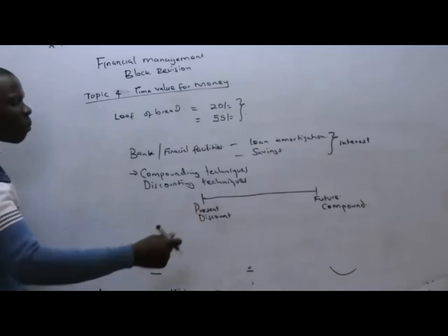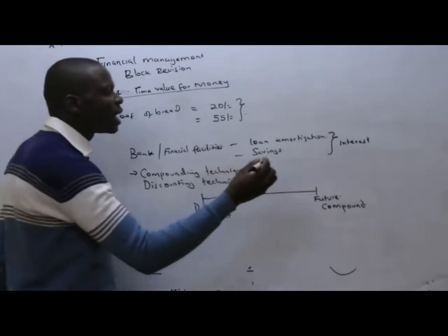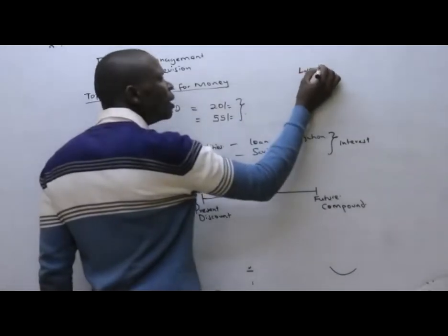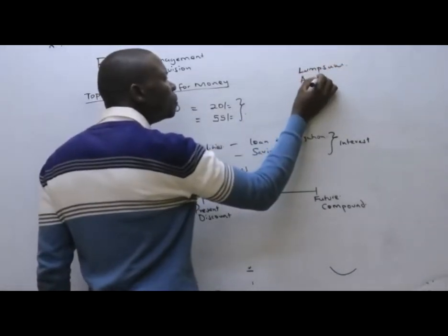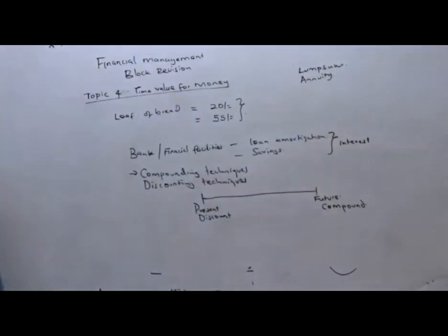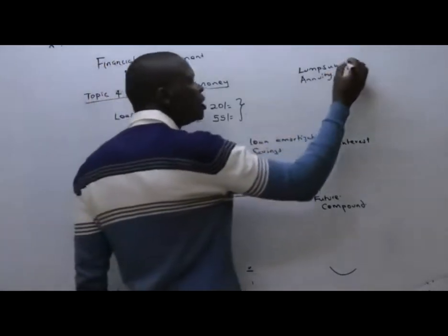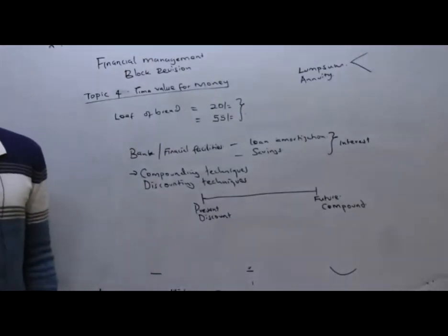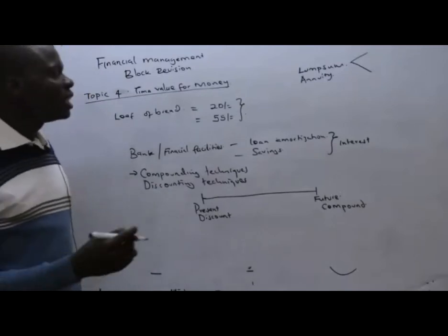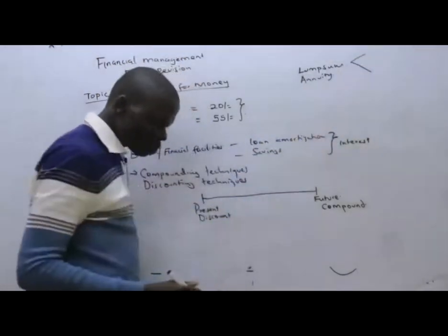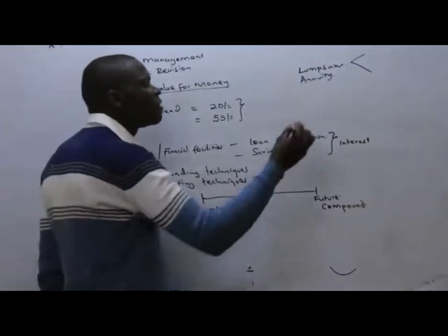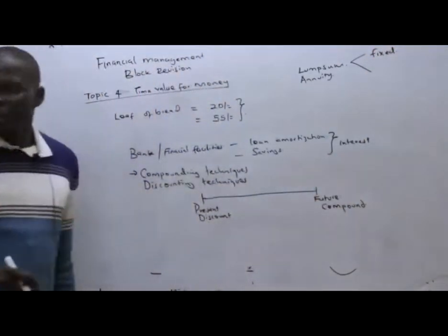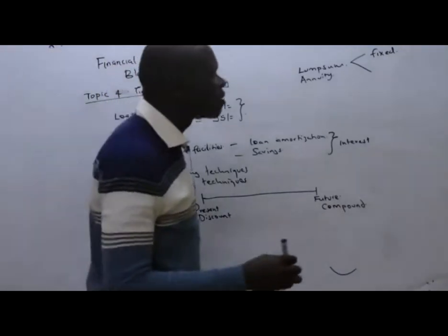Under discounting and compounding, we have two concepts that we need to understand: a lump sum and an annuity. The term lump sum has two definitions. The first definition is the payment or receipt of a fixed amount of value, either at the beginning or at the end of the period.